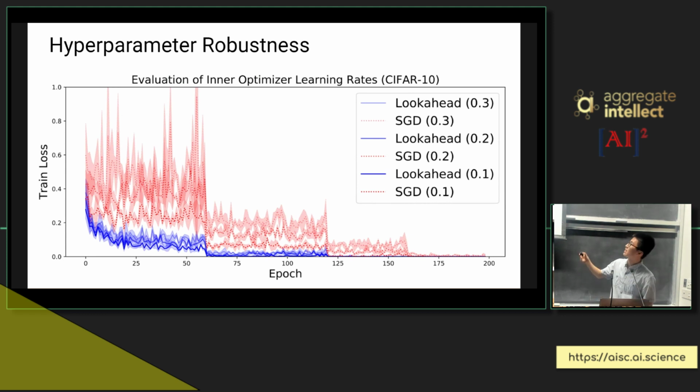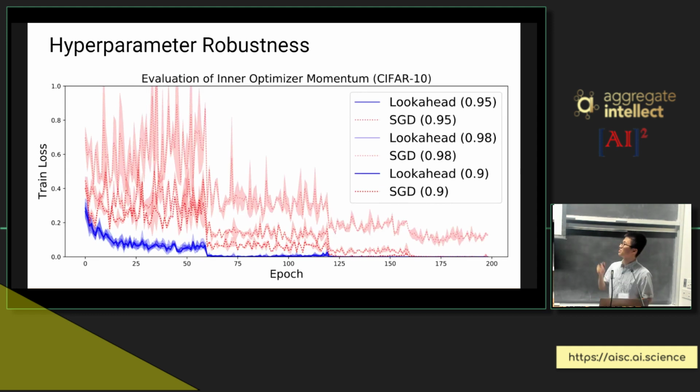So in the case where you change the inner loop optimizer, such as SGD, and say you picked a bad learning rate, you can see that even with a variety of different learning rates, Lookahead still performs much better. So across a broader range of hyperparameter settings, you can still recover better performance than just using SGD itself. We can do this with momentum as well, so you observe a similar effect.